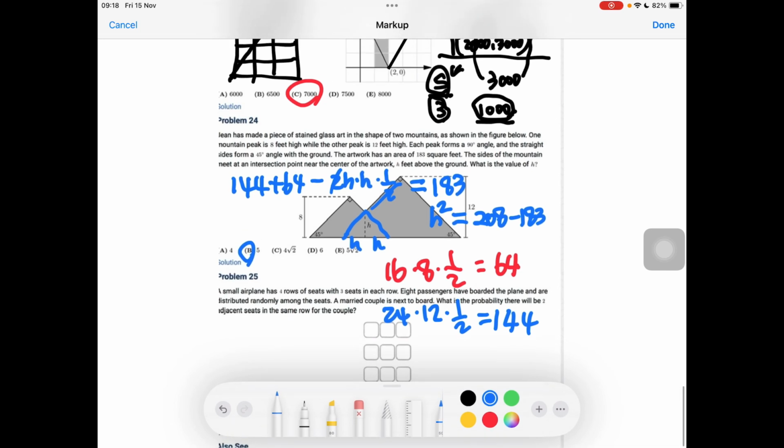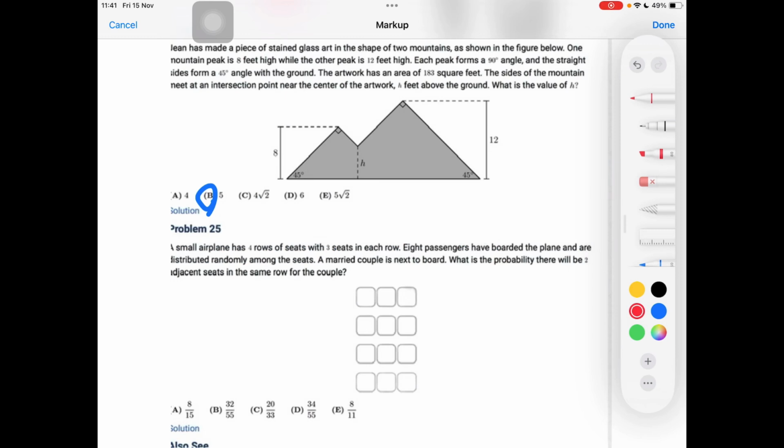And number 25. A small airplane has 4 rows and 3 seats. We have 8 passengers already on board, and a married couple will come and want to sit together. Without considering the married couple, those 8 passengers may choose the seats out of 12. The first person comes in and selects out of 12, the second person out of 11, and so on. The last person right before the married couple will choose out of 5. And now we have 4 empty seats.